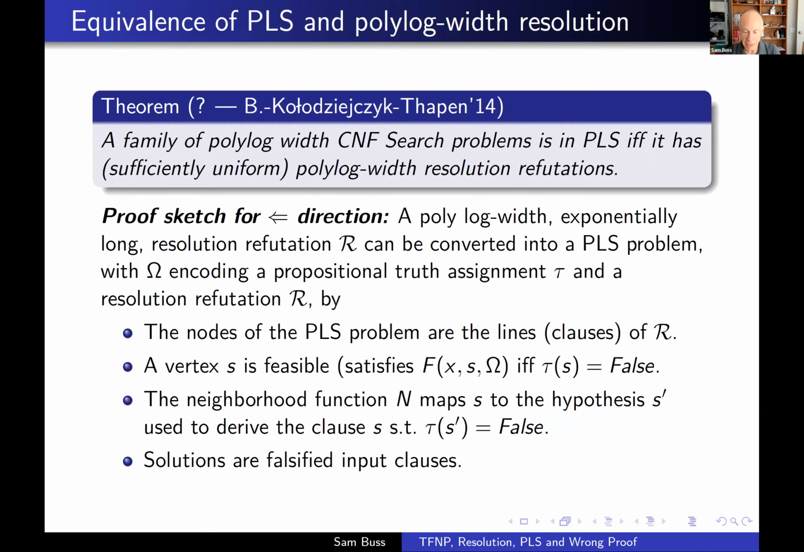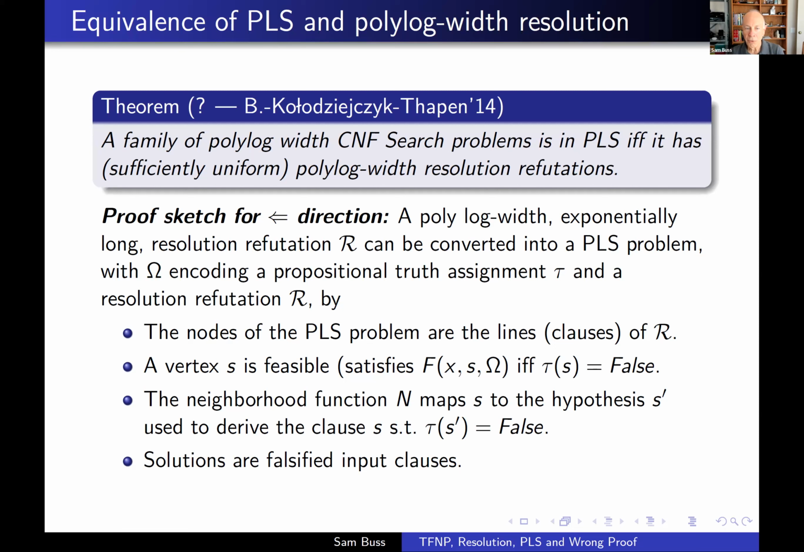The second thing then is, and Neil already alluded to this, a family of polylog-width CNF search problems is in PLS if and only if it has uniform polylog-width resolution refutations. And this is really directly, it's not a many-one reduction, I'll talk about that in a moment. It's really directly, you can take a CNF search problem with polylog-width resolution refutations and express it as a PLS problem and vice versa.